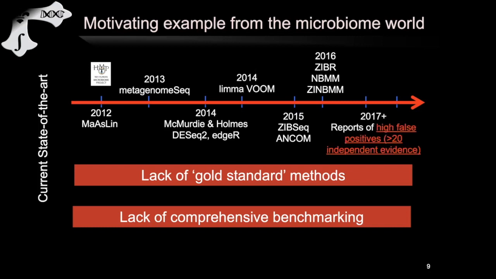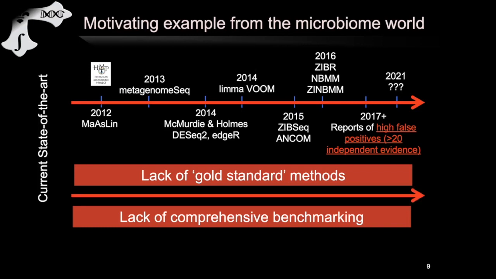But what happened from 2017 onwards is that there have been independent evaluations showing that most of these methods, or at least some of these methods, have high false positives. And again, this is an old slide. I have found myself more than 20 independent evidence, and I'm sure that number has increased by now. So what is the current scenario then? In 2021, we are still possibly saying the same thing that we started with in 2012: a lack of gold standard methods as well as a lack of comprehensive benchmarking. Some of this has been addressed in some recent papers, but that was also the motivation for the method that we are going to talk about.